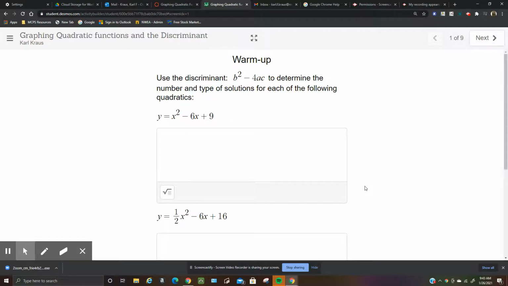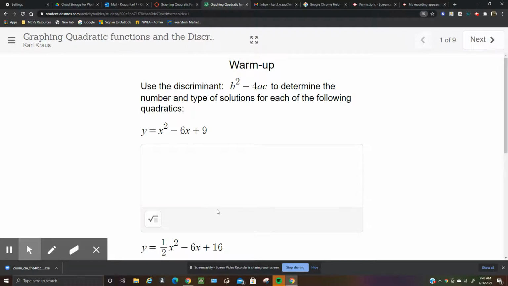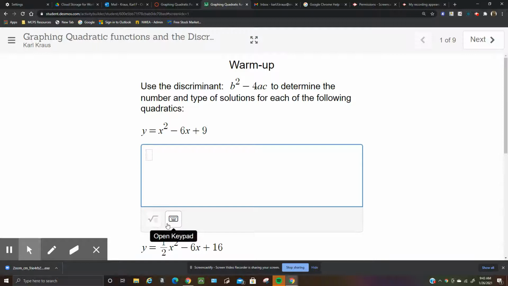This is a video of graphing quadratic functions and the discriminant. The warm-up is: use the discriminant to determine the number and type of solutions for each of the following. The discriminant is b squared minus 4ac. In this problem, a is 1, b is negative 6, and c equals 9.